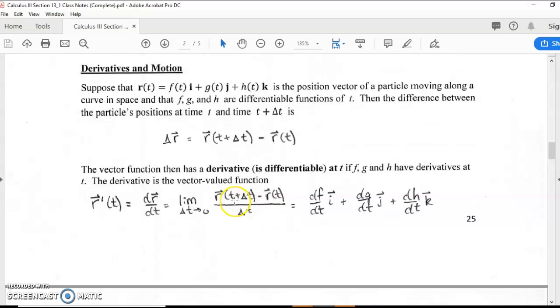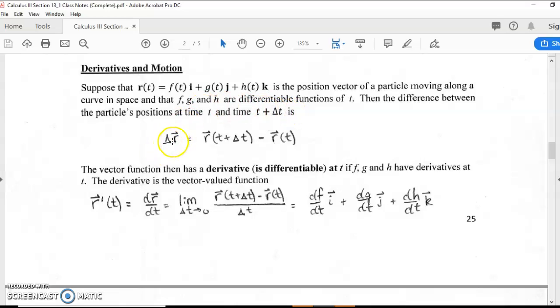Okay, derivatives and motion. So suppose we have a vector valued function, r of t is f of t i plus g of t j plus h of t k. That's the position vector of a particle moving along a curve in space, and f, g, and h are differentiable functions of t. So these can all have the derivative taken just like we learned back in Calc 1.